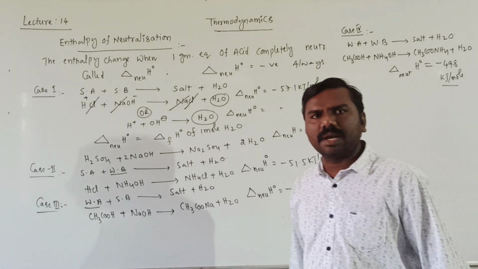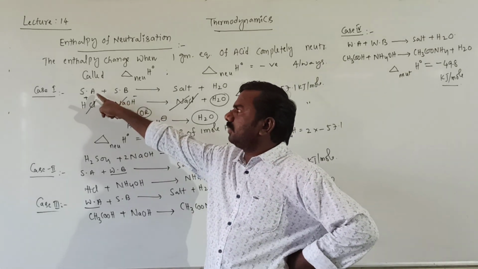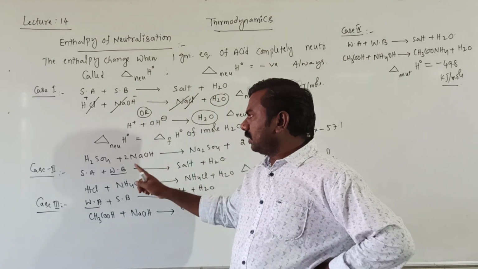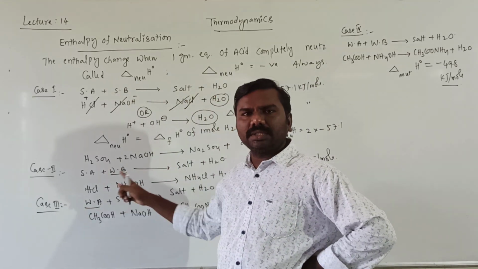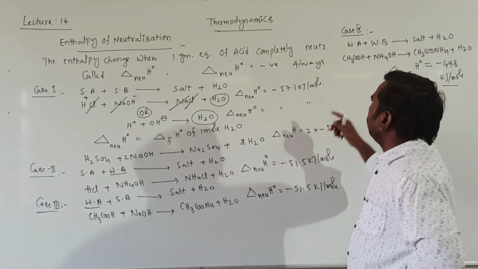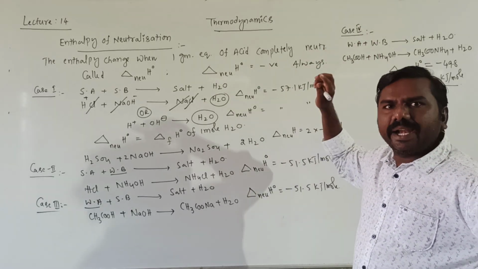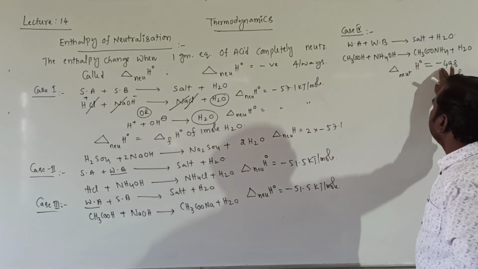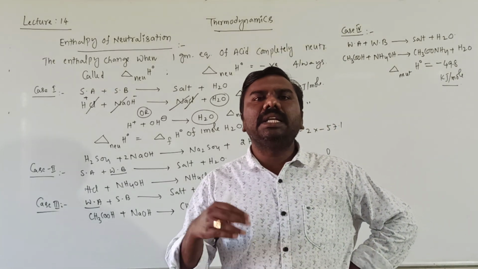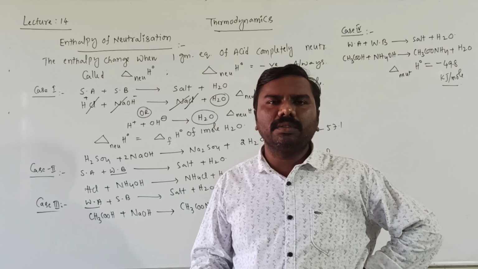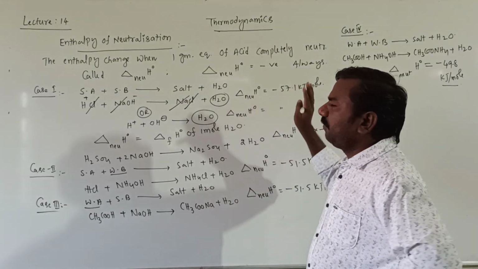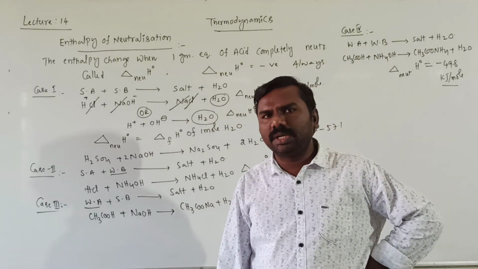Understood? You just observe, students. Neutralization of strong acid and strong base is more. Strong acid with weak base, or weak acid with strong base, is a little bit less, minus 51.5. Neutralization of weak acid and weak base is very low, minus 49.8. Minus indicates only 49.8 kilojoules of energy is released. But strong and strong neutralization releases 57.1 kilojoules of energy.